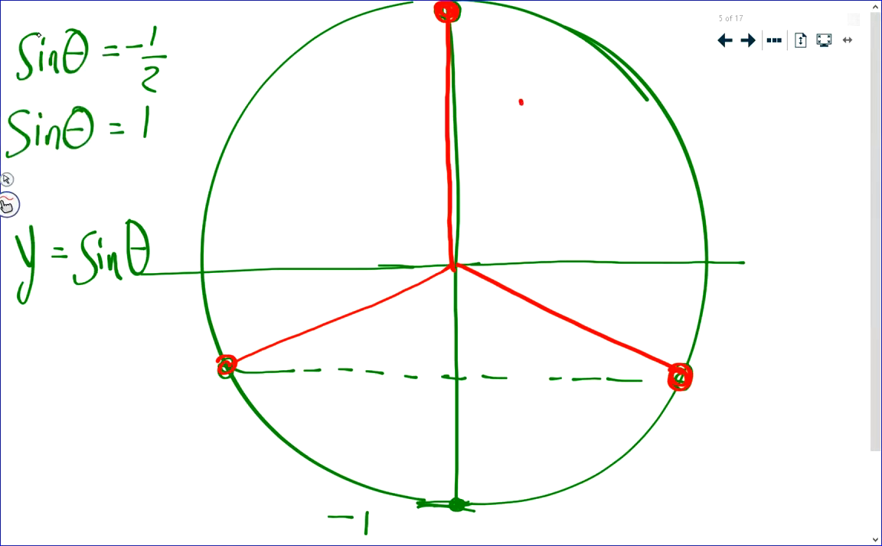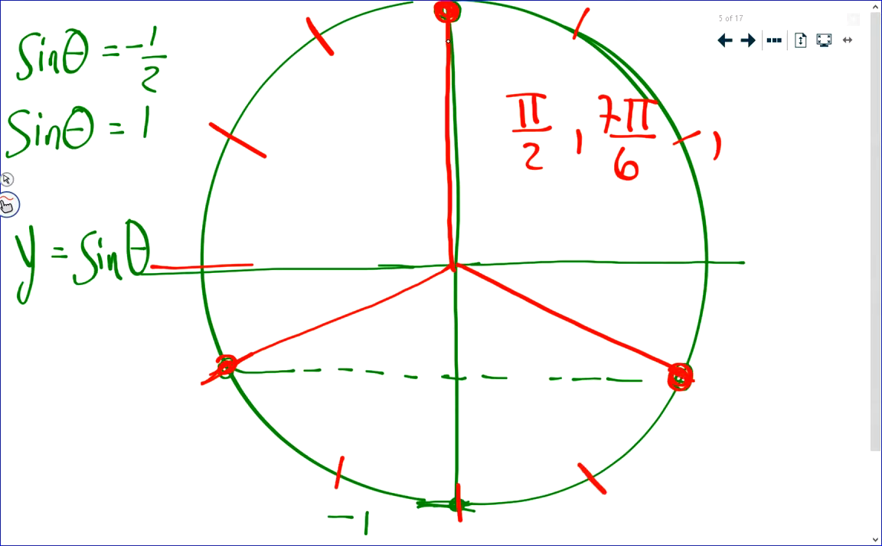Well, the first one at the top is pi over 2. This one here, I'm going to count these off. It's 1 pi over 6, 2 pi over 6, 3 pi over 6, 4 pi over 6, 5 pi over 6, 6 pi over 6, 7 pi over 6. And the last one is 8, 9, 10, 11 pi over 6. Those are the solutions between 0 and 2 pi.